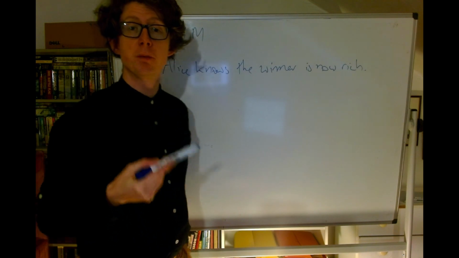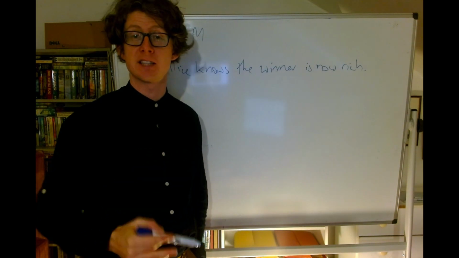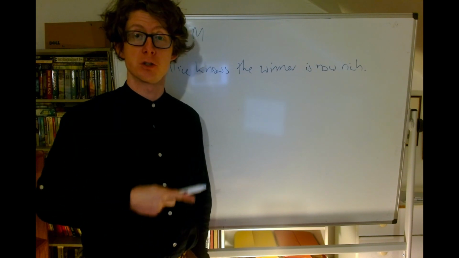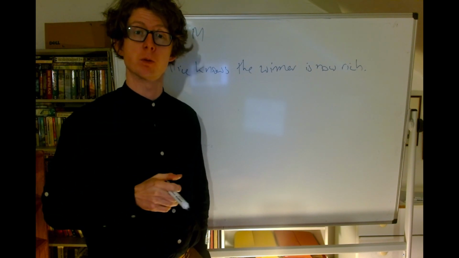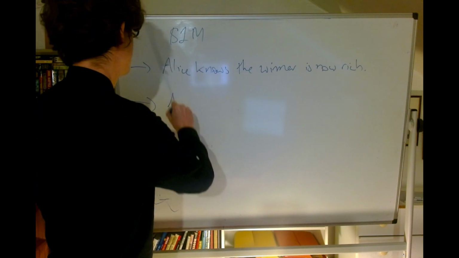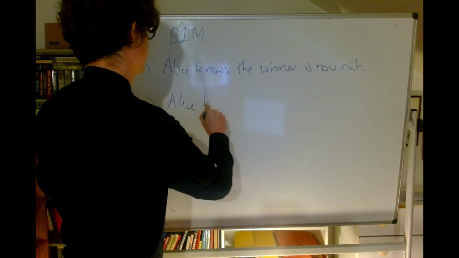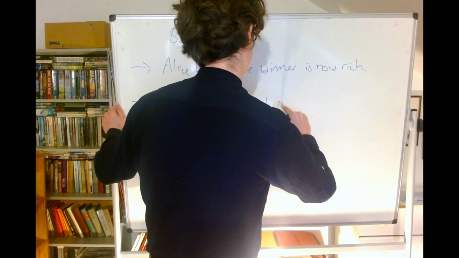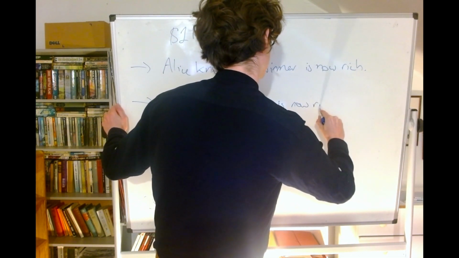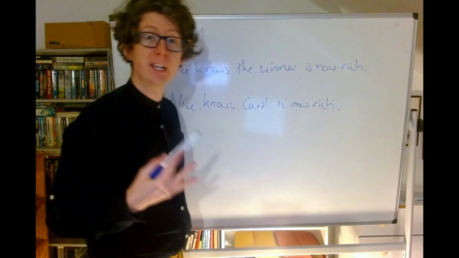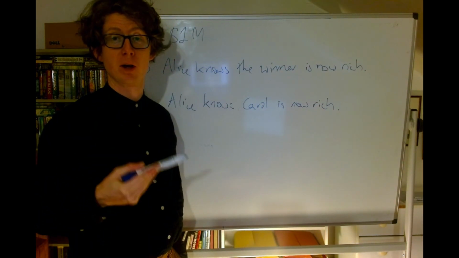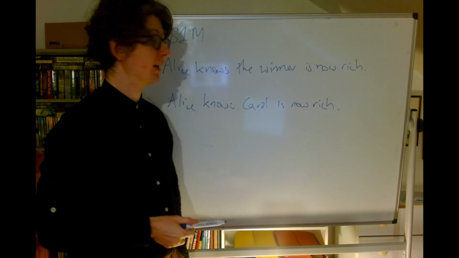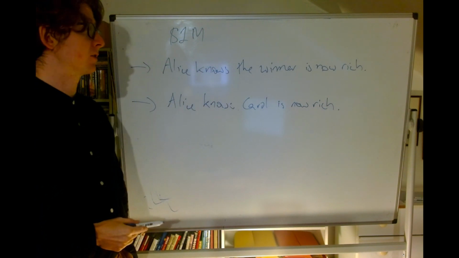But let's further suppose that the actual winner is Alice's best friend Carol. She just didn't hear the announcement properly and so just doesn't yet know that Carol is the winner. Can we say Alice knows that Carol is now rich? Well, clearly the answer is no, given how we describe the situation, because Alice doesn't know that Carol is the winner. So this second sentence is just false.